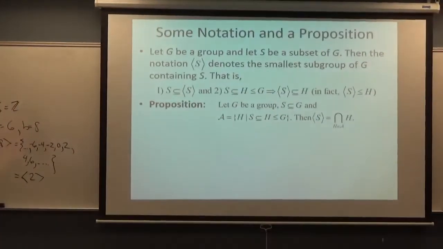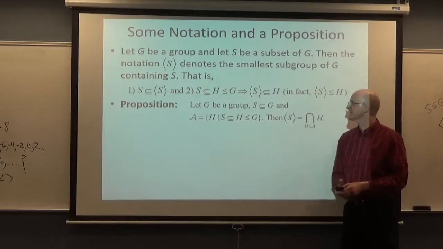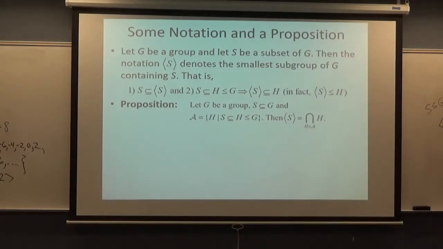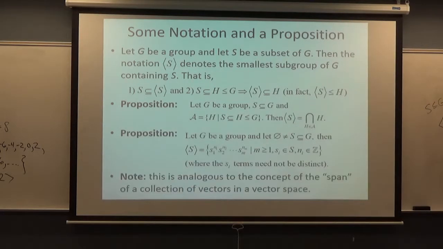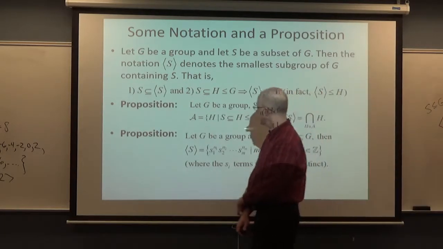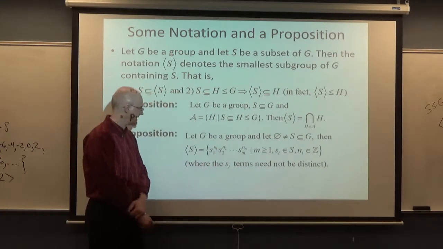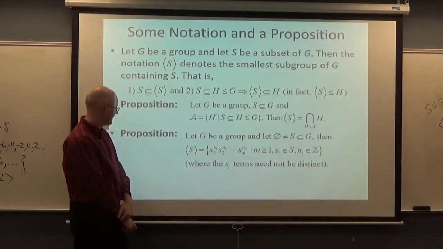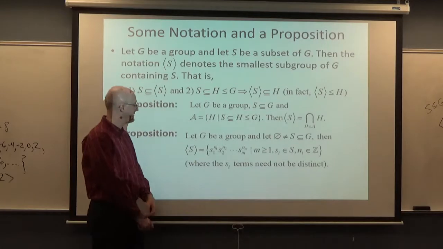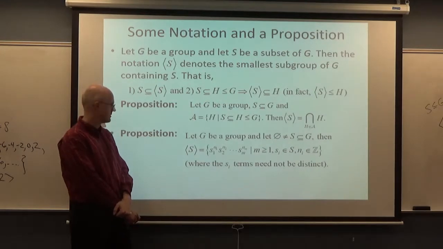It also turns out that this smallest subgroup of G containing S can be thought of as the intersection of all the subgroups of G that contain S. It's an artifact of the fact that it's the smallest subgroup of G containing S. Another proposition, and this is harder to prove, is that you can represent the smallest subgroup containing S as the product of all powers of elements of S, essentially, where these S_i don't have to be distinct. S_m could be the same as S_1, for example. That's harder to prove.